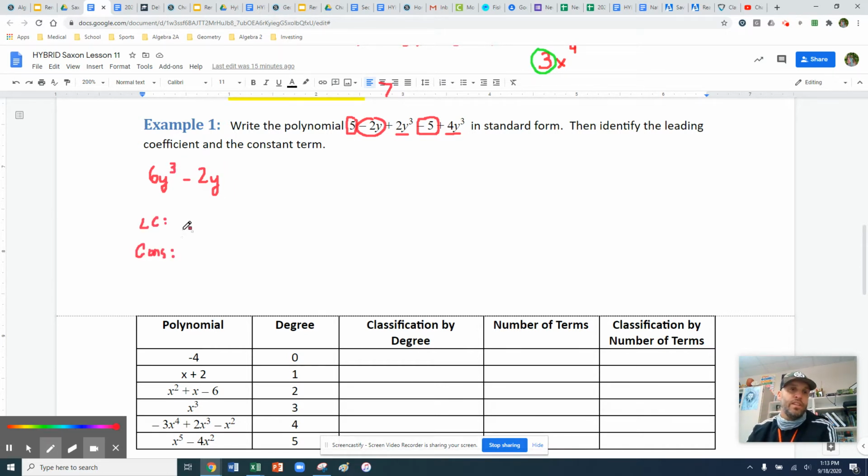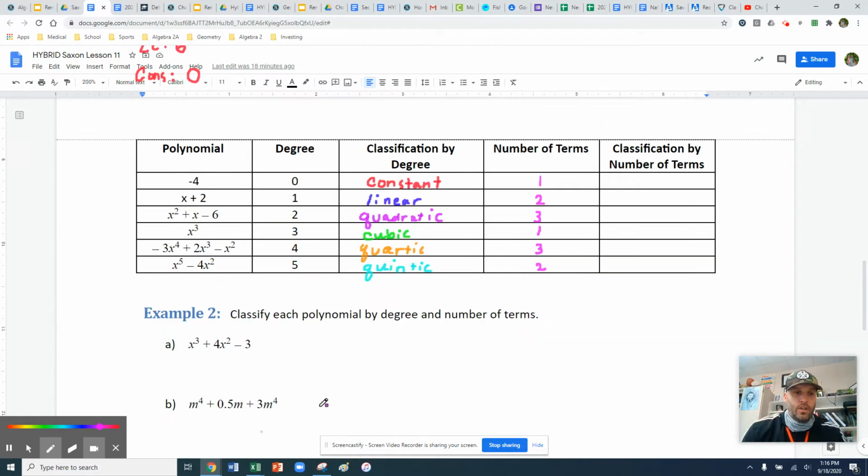Lastly, we'll name the leading coefficient and the constant. So the leading coefficient is the coefficient of my highest degree monomial, so that's going to be a 6. And my constant term is the one without a variable, which I don't have a number listed, but I could add that term, and that would make my constant 0. So if we don't have a constant, the constant in the polynomial is just going to be 0.